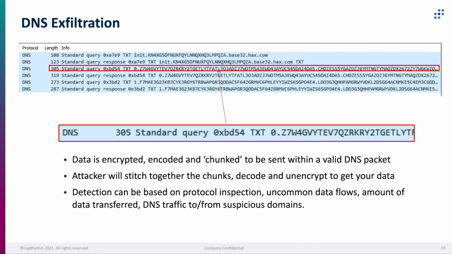So therefore, our general recommendation is to have overlapping controls and overlapping fields of visibility. And once you've got that in place, to potentially perform a level of analysis where you are baselining your network behavior, and off that baseline then identifying potential anomalies, right? So in this case, it could be large amounts of data sent, or abnormally long or abnormally large DNS requests being sent. I've got it down there. The detection can be based on protocol inspection, uncommon data flows, or large amounts of data being transferred. Also, DNS traffic to or from suspicious domains. All of these can be particular detection points.